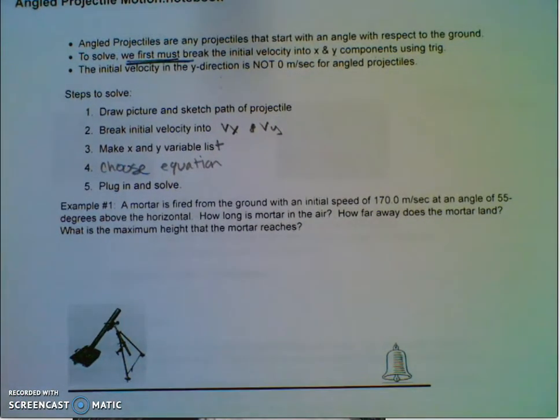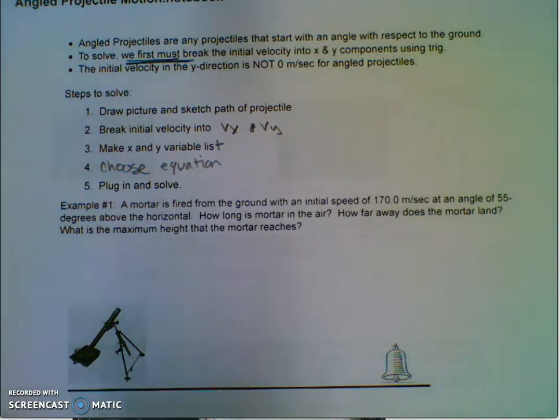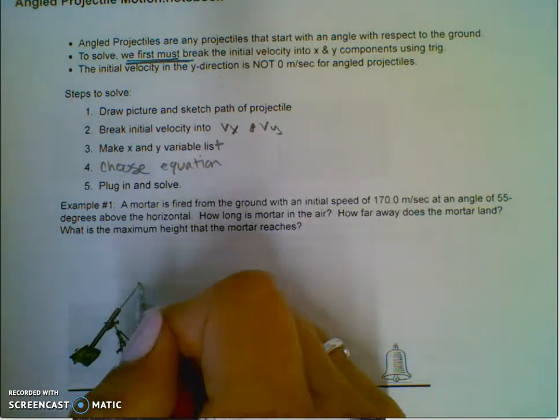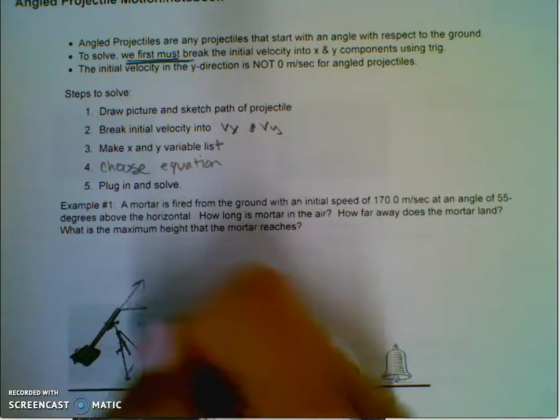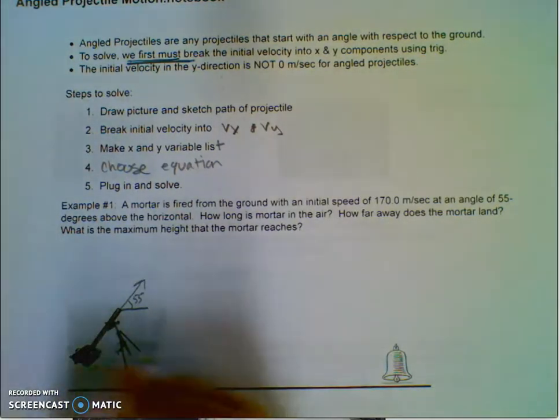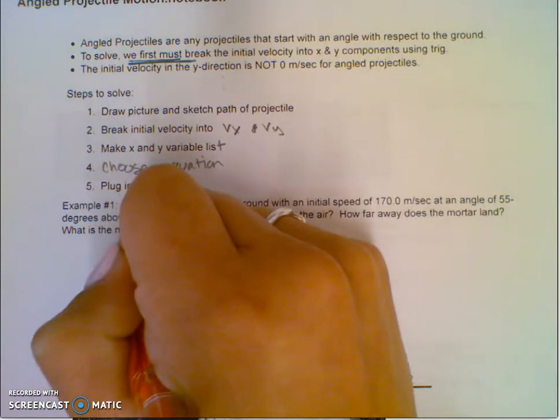All right, let's go ahead and do example 1 here. A mortar, it's just like a cannonball, is fired from the ground with an initial speed of 170 meters per second at an angle of 55 degrees above the horizontal. Let's draw this. Here it comes. The mortar comes out of this thing at an angle of 55 degrees above the horizontal. Horizontal's this way. It comes out with a speed of 170 meters per second.